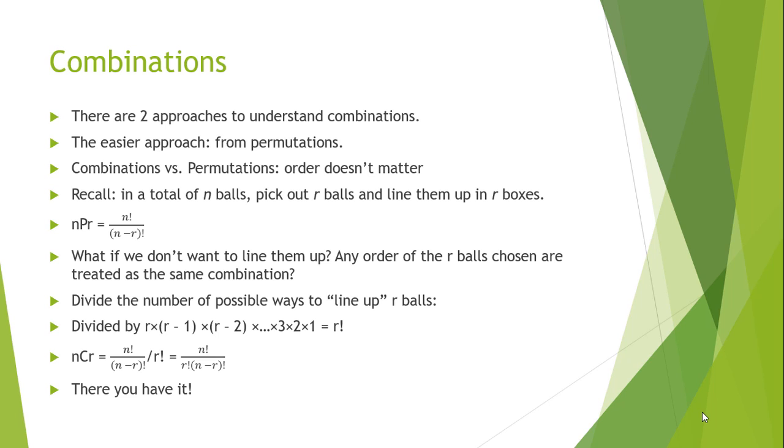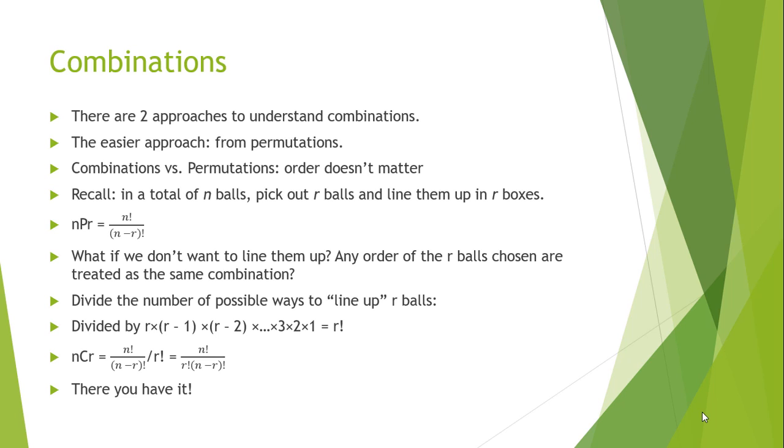So recall the previous example. In a total of n balls, pick out r balls and then line them up in r boxes. So we have nPr equals n factorial divided by n minus r factorial. Now, if we don't want to line them up, we just grab a group of them. So order doesn't really matter. Any order of the r balls chosen is treated as the same combination.